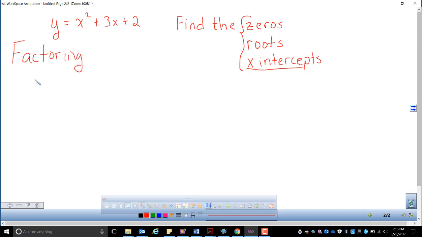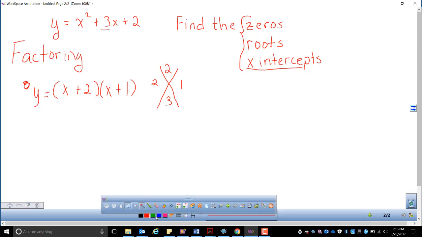Okay, and so we talked about this for the Iowa assessment. So when I factor, I get a 2, and I want things that add up to 3, and they're both positive. So factors of 2 are 2 times 1, because 2 times 1 is 2, and 2 plus 1 is 3. So I'm going to write my factors are going to be x plus 2 and x plus 1, and your order does not matter.